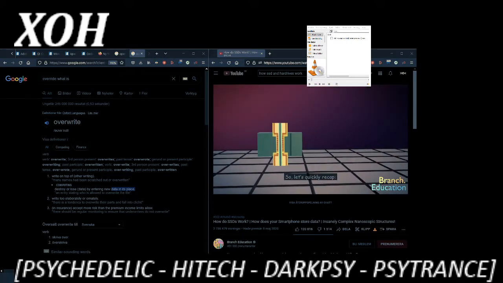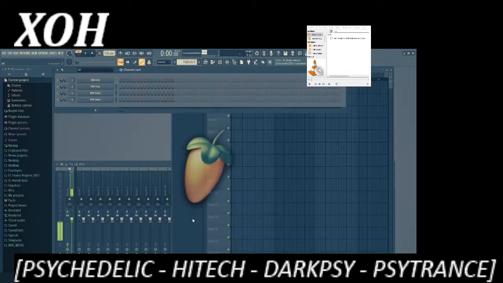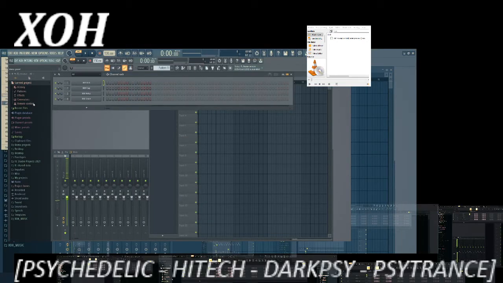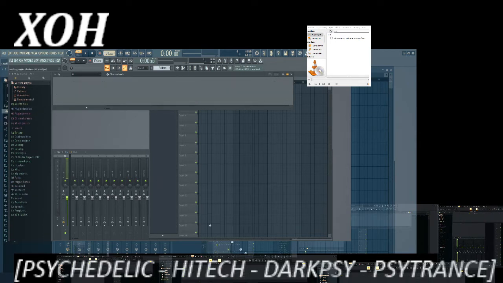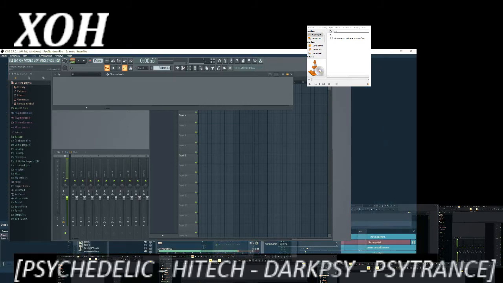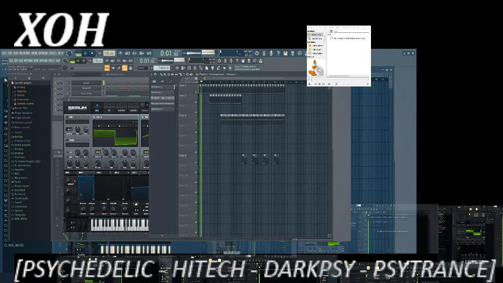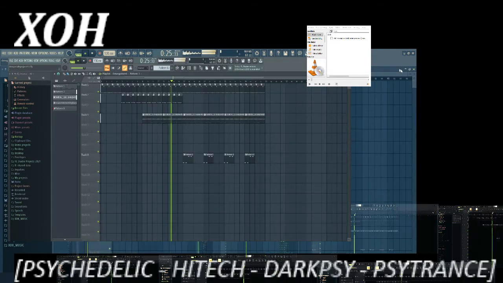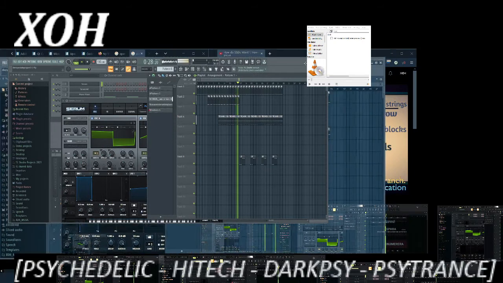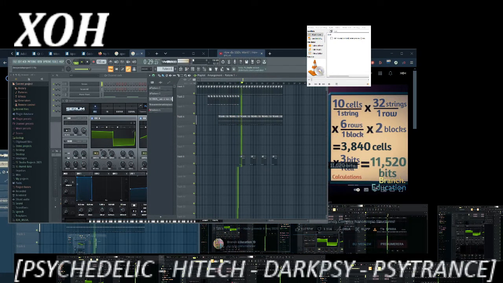So let's quickly recap. 8 different levels of electrons are placed on charge traps in order to store 3 bits of information. These charge trap flash memory cells are stacked into strings, 10 cells tall, which are duplicated into pages of 32 strings in a row. Next, those pages of strings are duplicated until we have a block 6 rows deep. And here we're showing 2 blocks. Doing some quick multiplication, we find that there are 3,840 memory cells here, capable of storing a total of 11,520 bits.